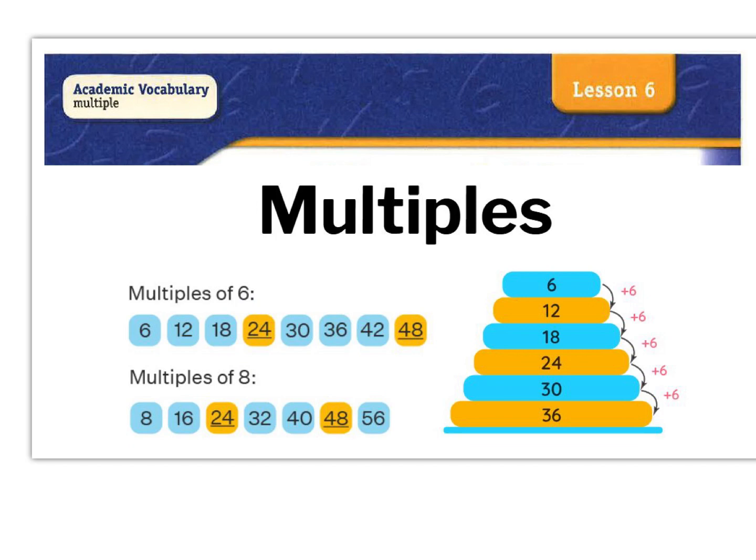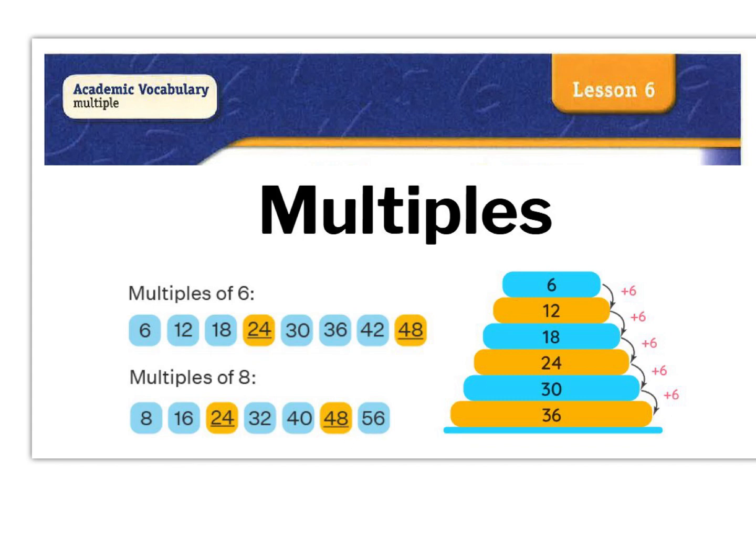Our vocabulary word for today is multiple. So remember with multiples, here is an example. Multiples of 6 are 6, 12, 18, 24, 30, 36, 42, 48. All you're doing is counting up by 6, so you're adding 6 each time. Here, multiples of 8, you're adding 8 each time. So 8, 16, 24, 32, 40, 48, 50, and so on.